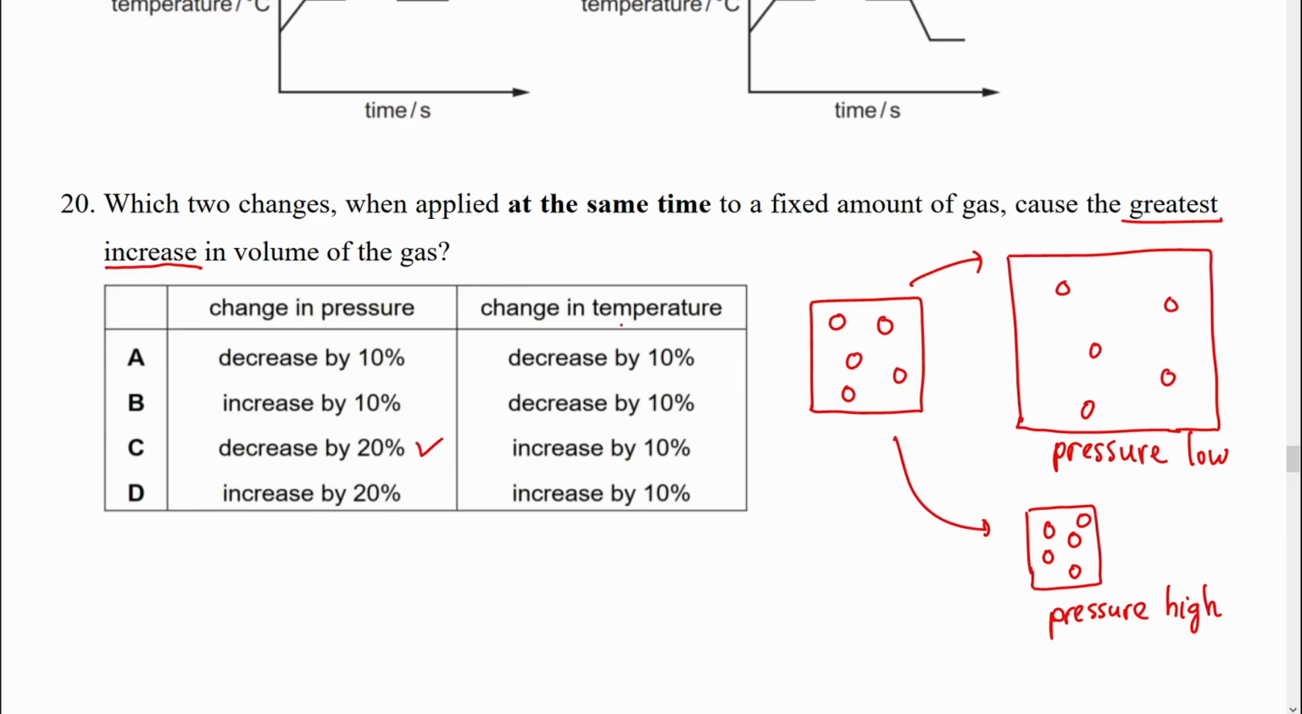And what about the change in temperature? If I want to increase the volume of the gas, I have to increase the temperature. Why? Because an increase in temperature will cause the particles to gain kinetic energy. They will move faster and further apart, right? So I will increase the temperature, and here I can only choose increase by 10%. So that's why the correct answer is C.